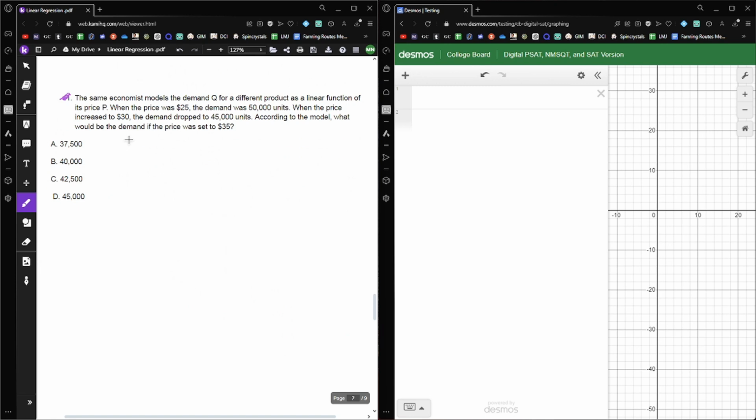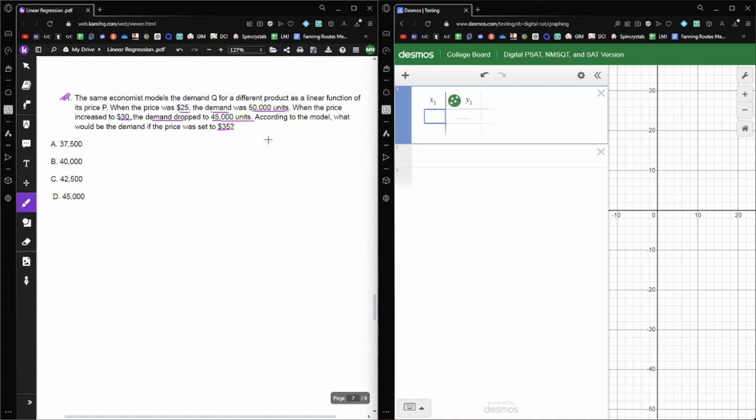This is number 16. The same economist models the demand Q for a different product as the linear function of its price P. So basically just X and Y. When the price was $25, the demand was 50,000 units. When the price increased to $30, the demand dropped to 45,000 units. According to the model, what would the demand be if the price was set to $35?